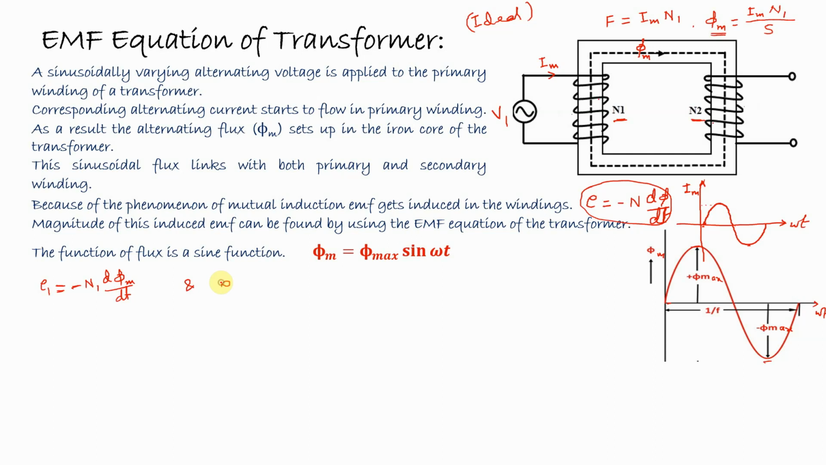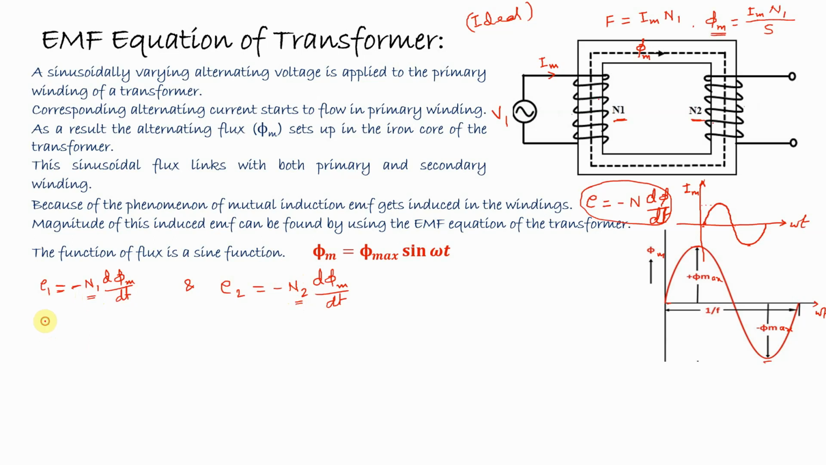Similarly, on the secondary side, the induced EMF will be minus N2 d phi m by dt. So here we can see that the value of this induced EMF will be almost the same, because in both cases the same mutual flux is changing with respect to time. That means d phi m by dt is common for both induced EMFs. The only variation is the number of turns. So depending upon the number of turns, the induced EMF value will change for the primary as well as for the secondary side.